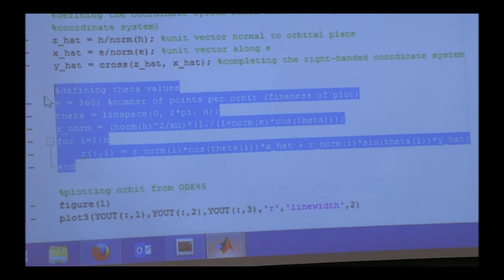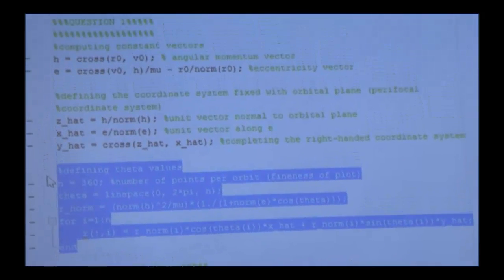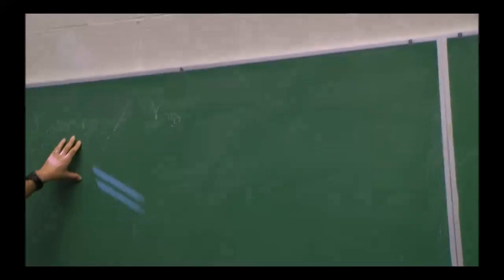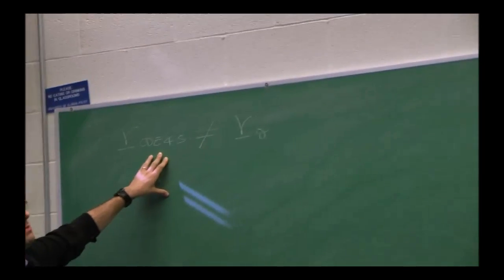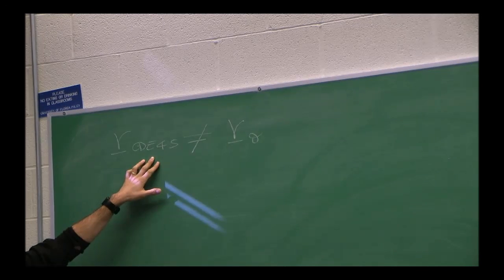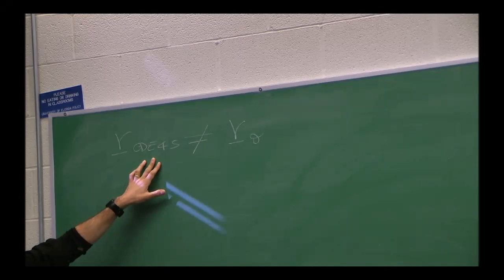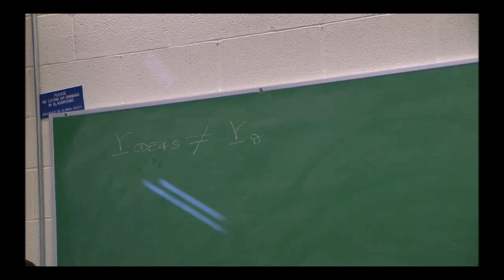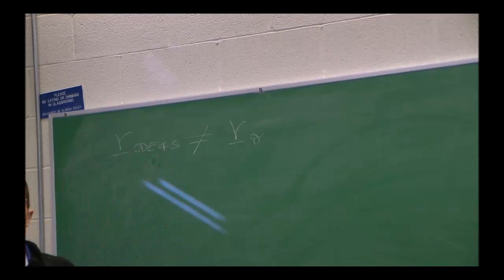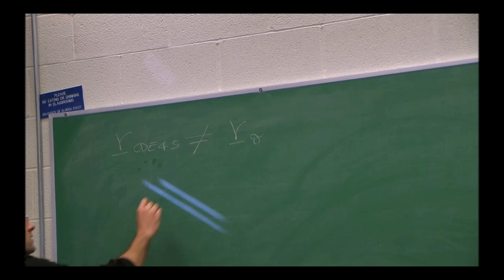ODE45 is integrating in time and is creating that T out vector right there on top. And I can decide where I want the outputs to be given at which times. But even if I tell ODE45, okay, give me position and velocity every 10 seconds, you can do that. There is an option to do that. So it will output position and velocity every 10 seconds. I have no idea how that time relates to theta for now. I don't know this.